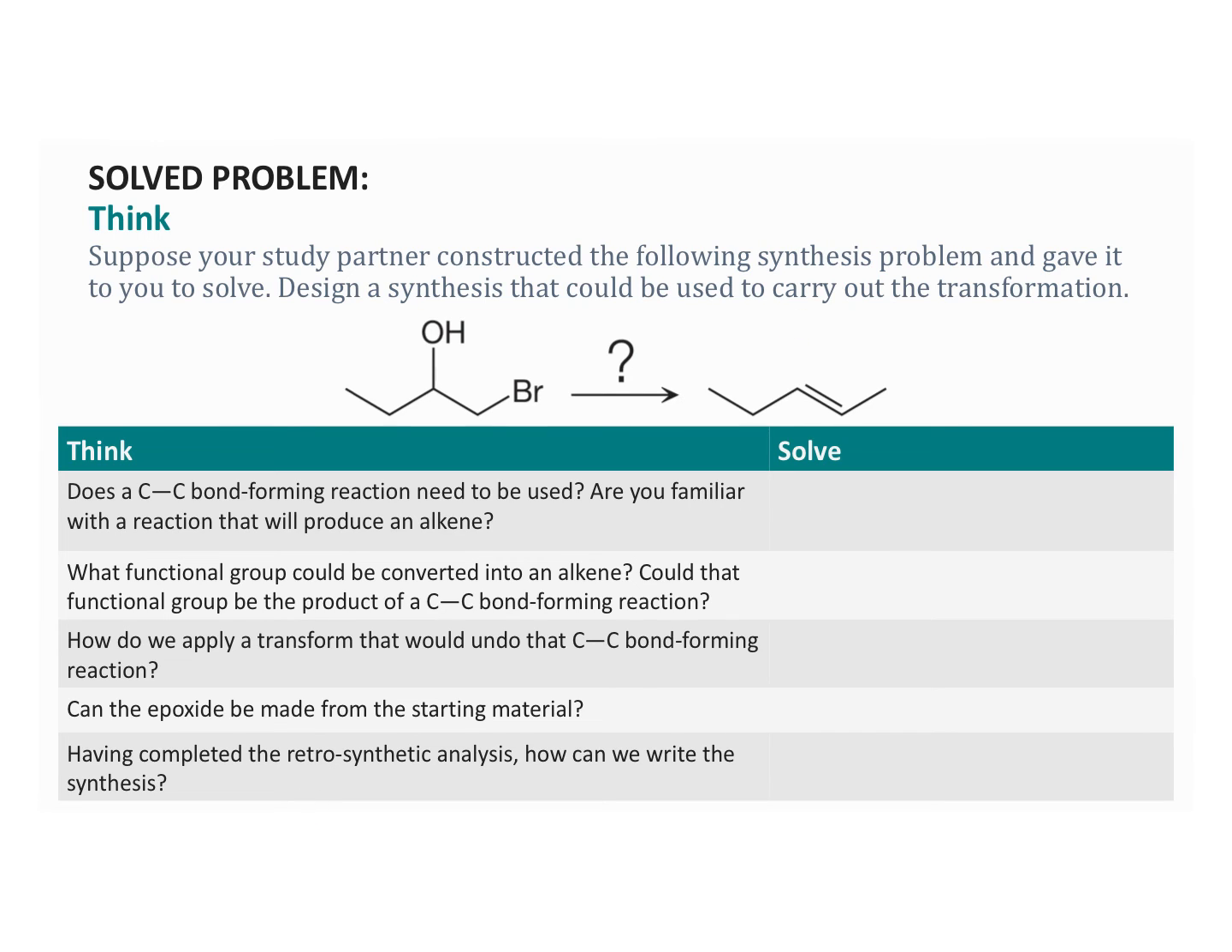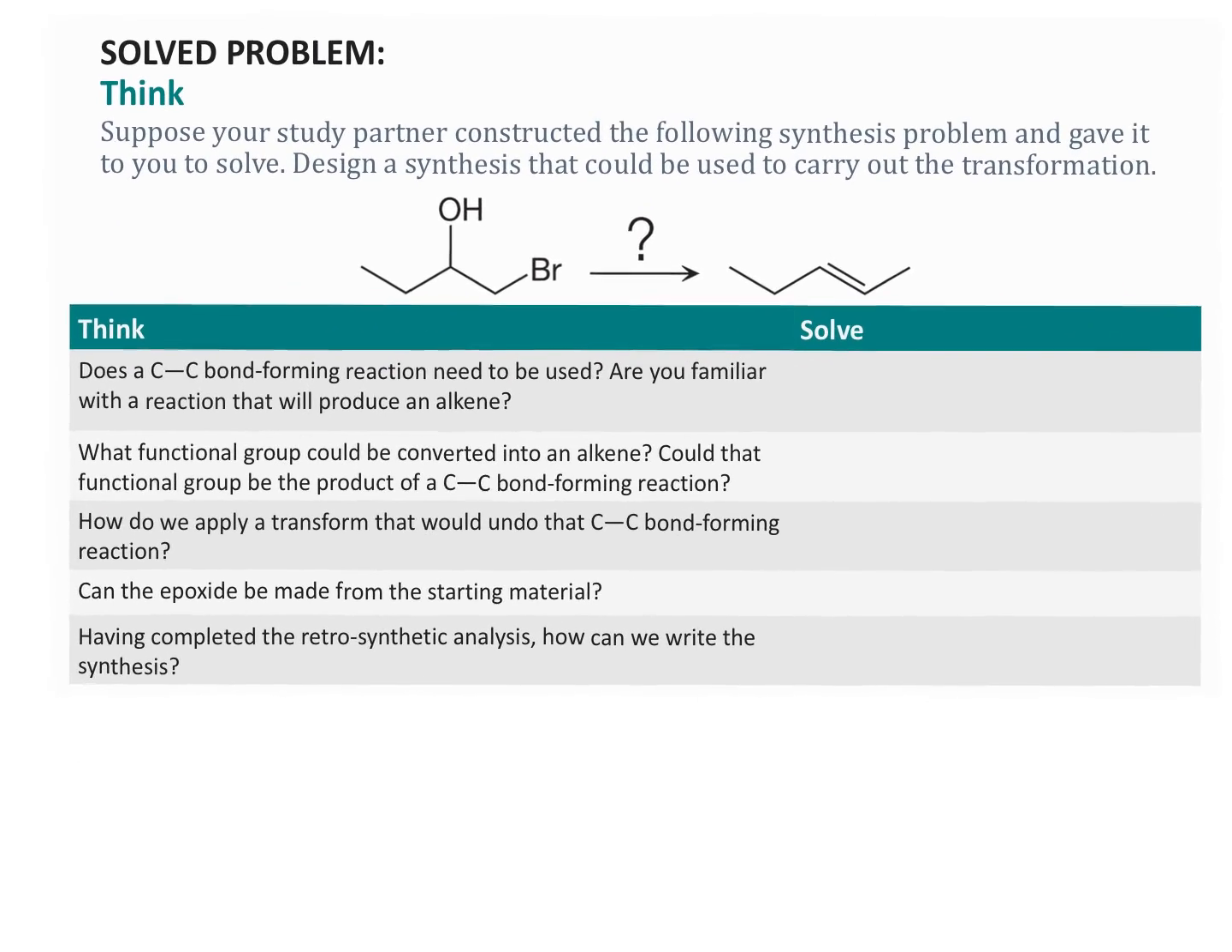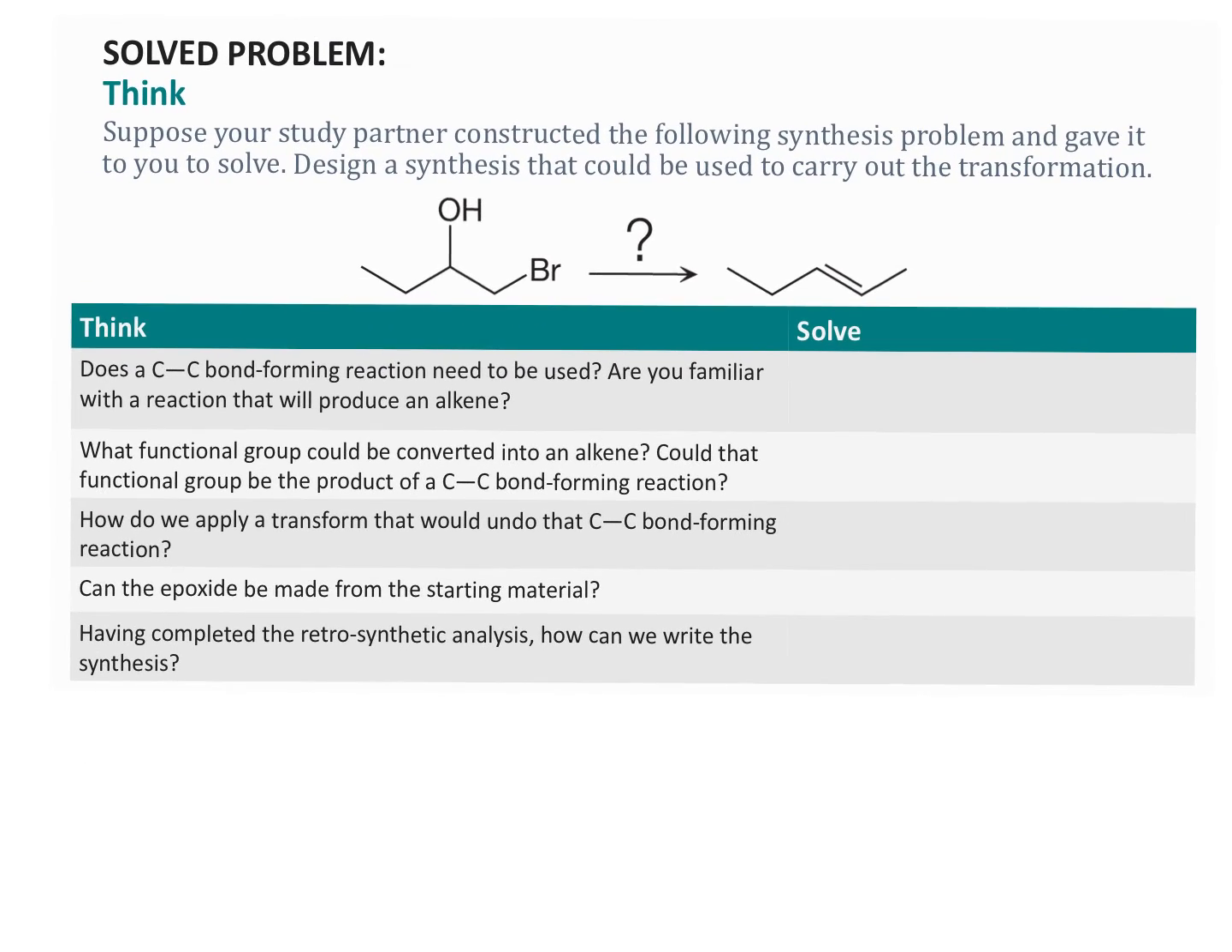So suppose your study partner that we just talked about constructed the following synthesis, and they gave it to you to solve. Design a synthesis that can be used to carry out the transformation. So the first thing I do is I count the carbons. So there's 1, 2, 3, 4 carbons here, and there's 1, 2, 3, 4, 5 carbons here. So the target's backbone here has 5 carbons, but the starting material just has 4 carbons. So we're going to need a carbon-carbon forming reaction to be used.